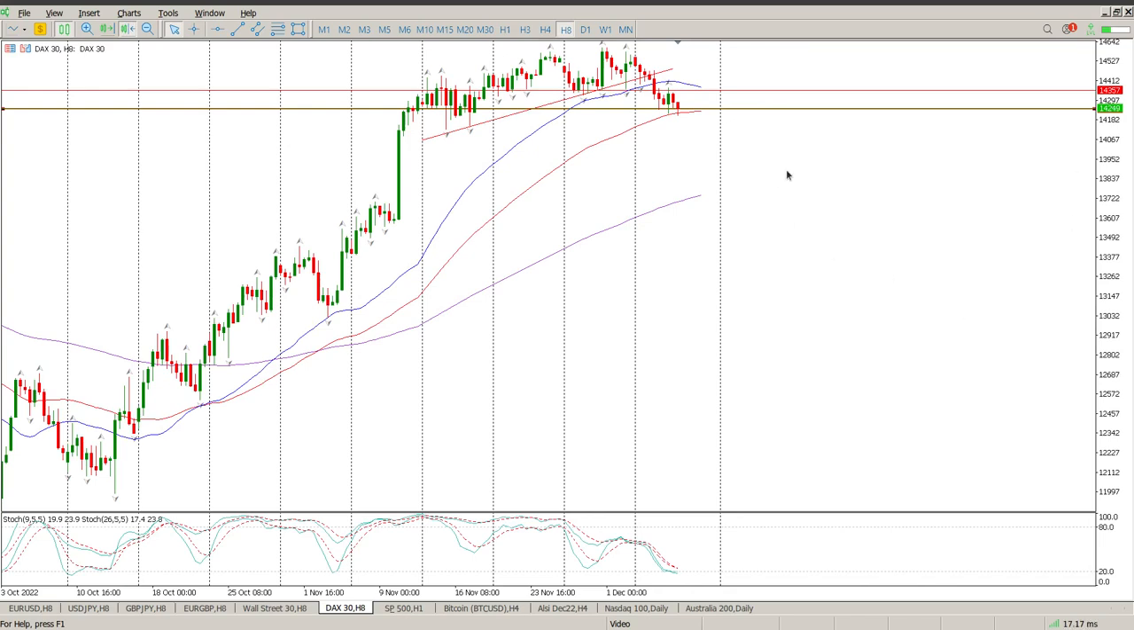So, just looking at the 8-hour, this trend line is pretty much broken, good and proper. But as I said yesterday, is it a trend line, or is it just a flag that is broken to the downside? And this would have been the target area anyway, where we're sitting at the moment, and this is roughly at 14,250.